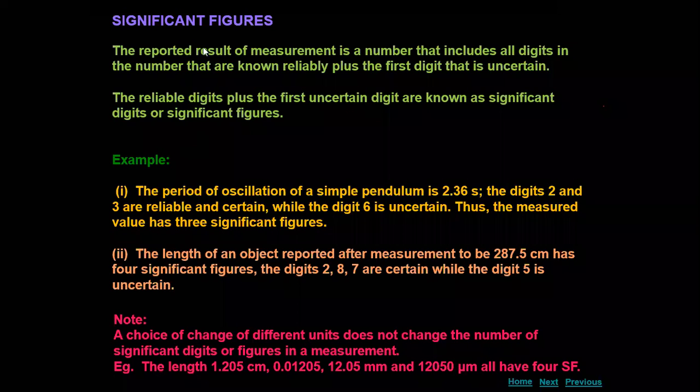I hope you understood what is meant by significant figures. If you make a measurement, there we will have reliable and uncertain digits. Both reliable and uncertain digits combined we call significant figures. Now we will go with the rules. Next.